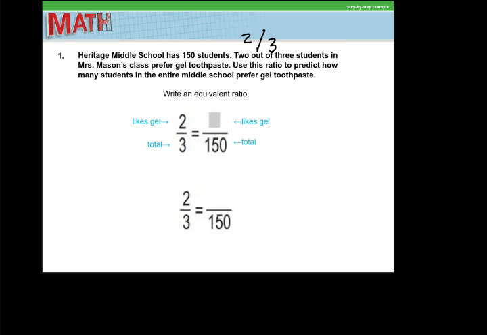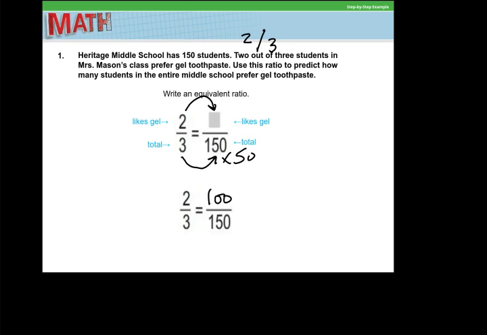Now we're going to get an equivalent ratio. We're going to multiply the 3 to get to 150, since we already know our total from Mrs. Mason's class to our total of the whole school. What we multiply by is going to be 50. And what we do on the bottom, we always do to the top number, no matter what it is. So since we multiplied by 50 on the bottom, we're also going to multiply by 50 on the top, which gets us to 100 people who like gel. That's 100 students out of Heritage Middle School who like gel.